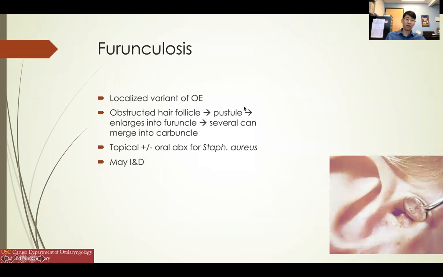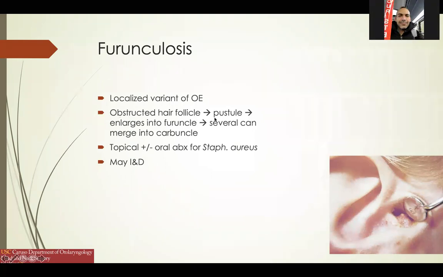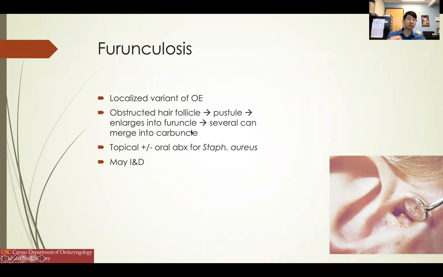So a variant of acute otitis externa is furunculosis, which is essentially just a pimple. It starts off as an obstructed hair follicle that becomes a pustule and enlarges into a furuncle, and then multiple furuncles can merge to become a carbuncle. And you may need to do an incision and drainage, or you can, with or without the drainage, use topical or oral antibiotics.